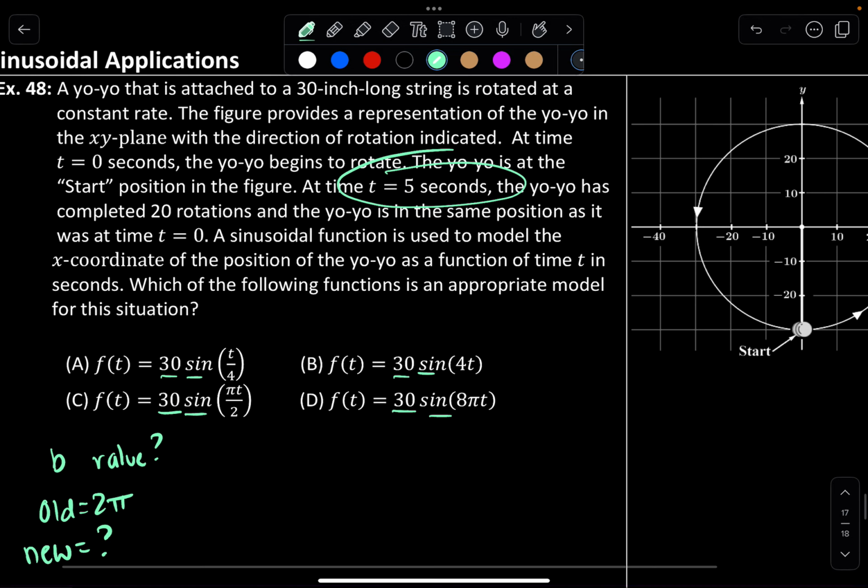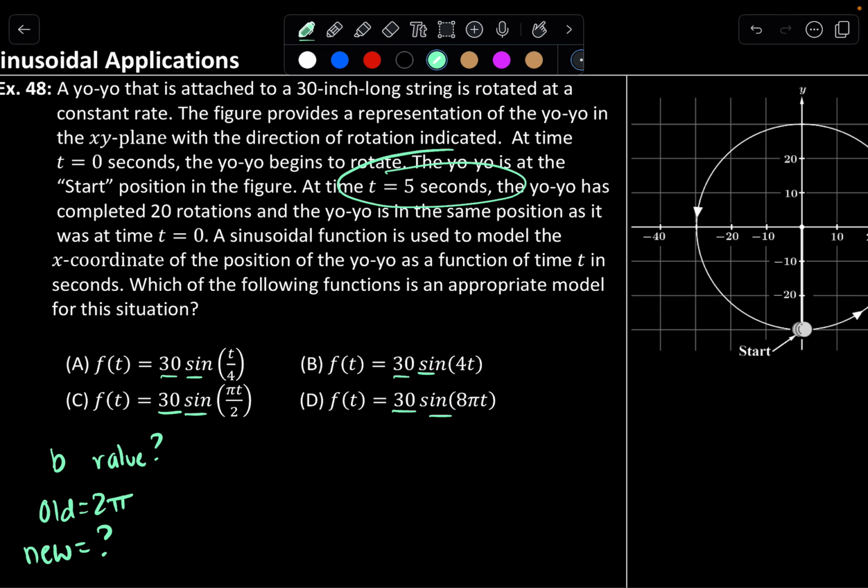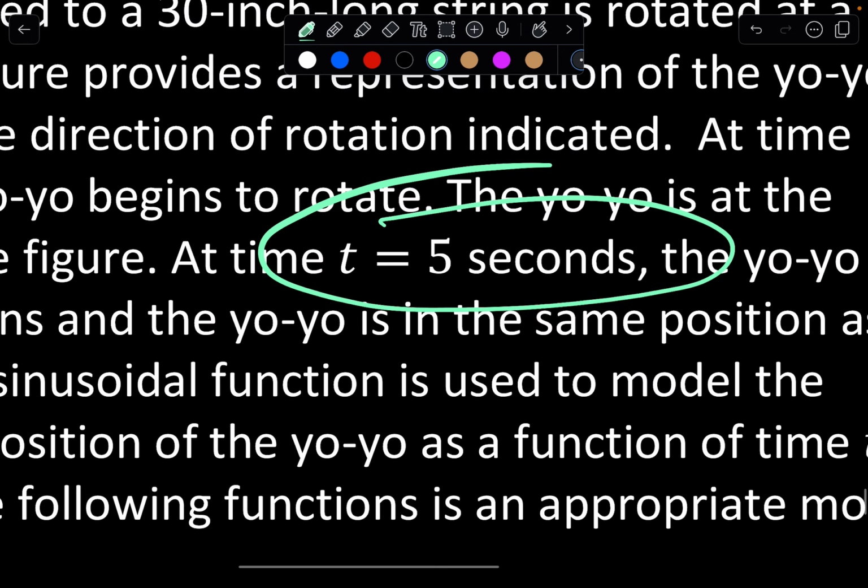So already from the get-go, and I know most of you probably will not remember this, we can see that our input is not in radians, all right? Which means there's no pi. There's no pi in our inputs.